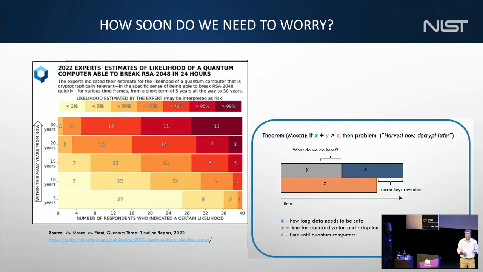So if you put in numbers for what X, Y, and Z could be for your organization, that helps you know that you could actually be at risk today, even though a quantum computer isn't here yet, whether it's 10 years, 15 years, 20 years, however long it is, in the future.